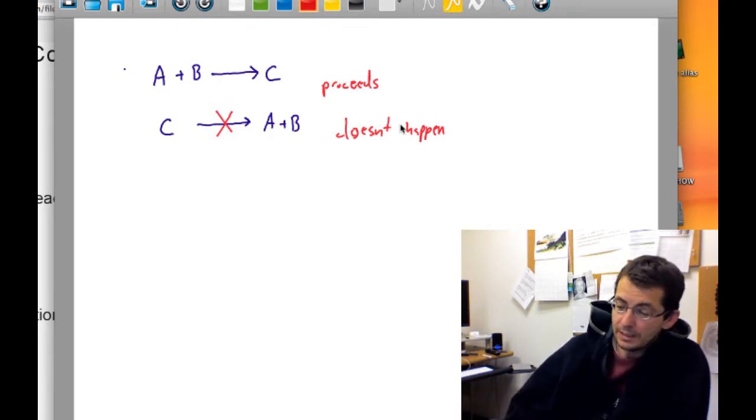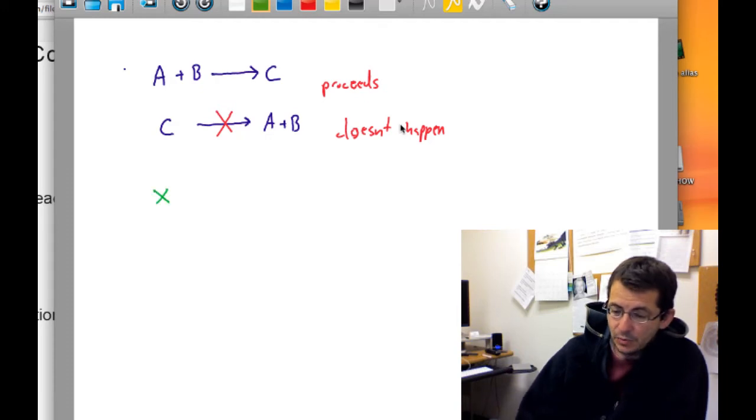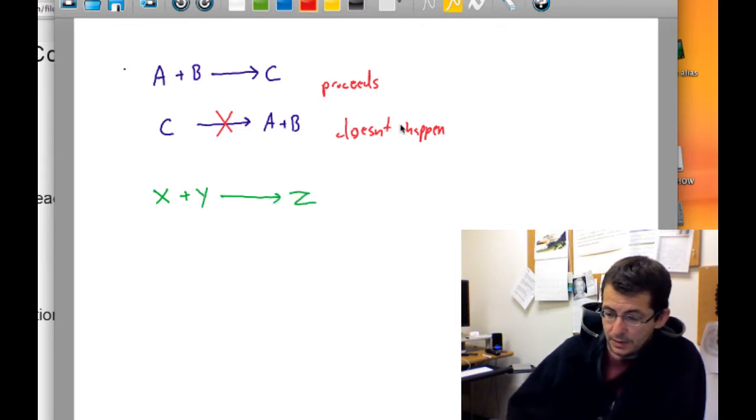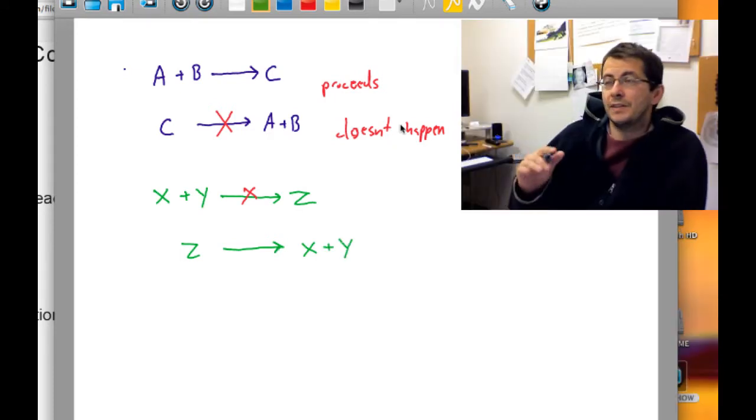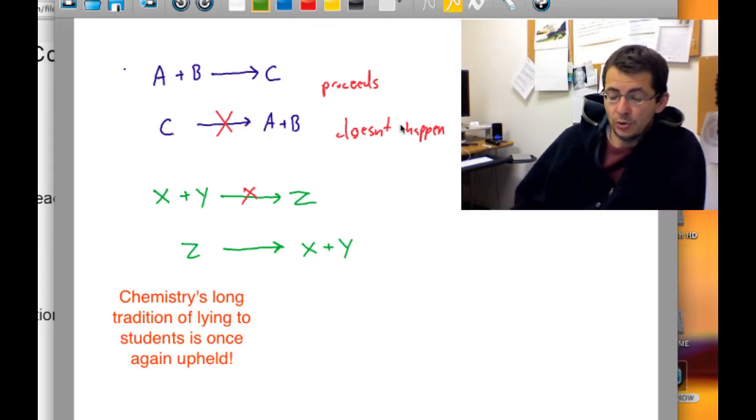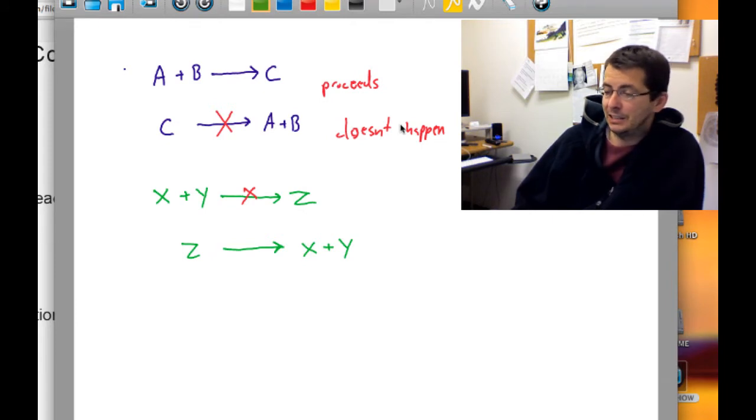What that also means is that you can imagine a situation where x plus y going to z doesn't happen, and it sort of suggests that z can form x plus y. This isn't exactly 100% true. I mean, you can envision a situation where a reaction doesn't proceed either way, because you're just making it up.